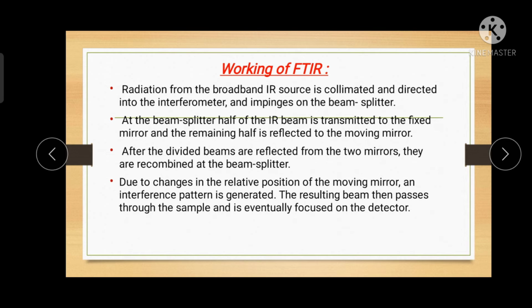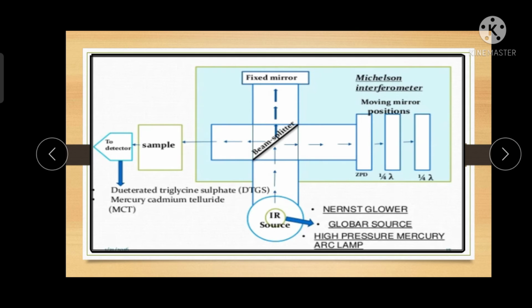Now what is the working of the FTIR spectrometer? Radiation from a broadband IR source is collimated and directed into the interferometer and is incident on the beam splitter. Here in the diagram, we have the IR radiation source, either a Nernst Globar source or a high pressure mercury arc lamp, which emits the radiation. These radiations are focused onto the beam splitter, and the beam splitter divides the beam into two parts. This is the reflected beam and this is the transmitted beam.